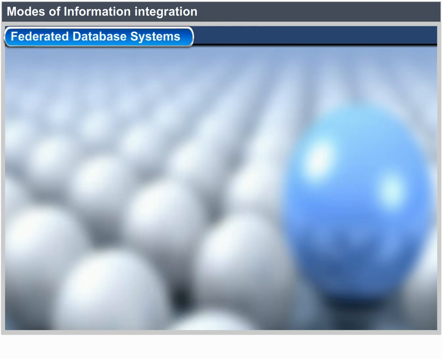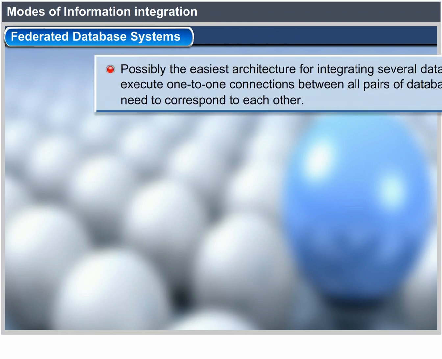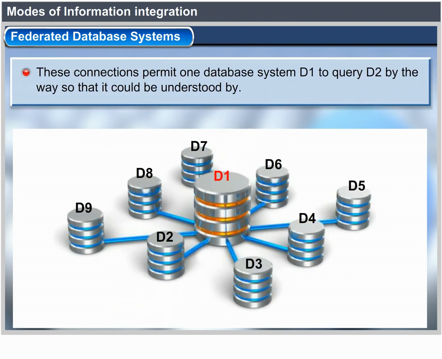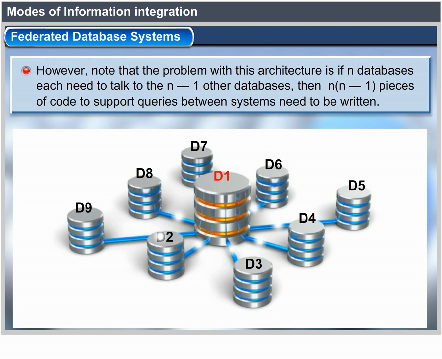Federated database systems. Perhaps the simplest architecture for integrating several databases is to implement one-to-one connections between all pairs of databases that need to talk to one another. These connections allow one database system D1 to query another D2 in terms that D2 can understand. The problem with this architecture is that if n databases each need to talk to the n-1 other databases, then we must write n times n-1 pieces of code to support queries between systems.